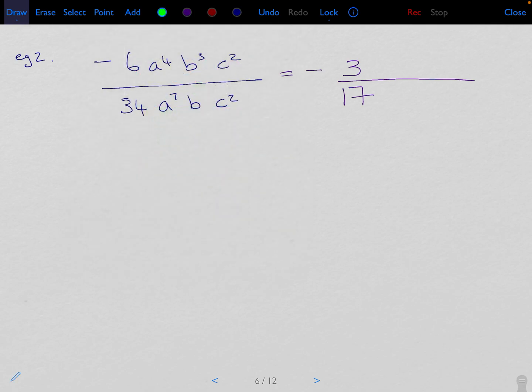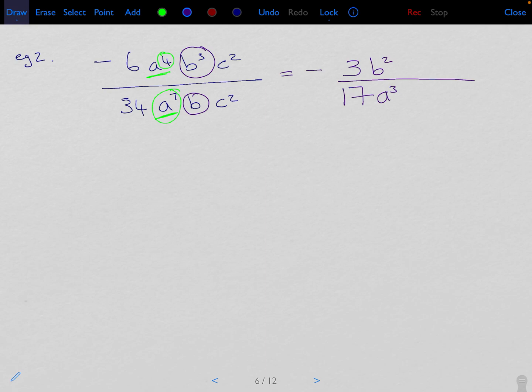Here you've got 4 of these a's, and at the bottom you've got 7. So there must be 3 left, and they must be at the bottom, right? Here you've got 1b, and up the top you've got 3 of them, so there must be 2 left at the top. And the c's have cancelled out.